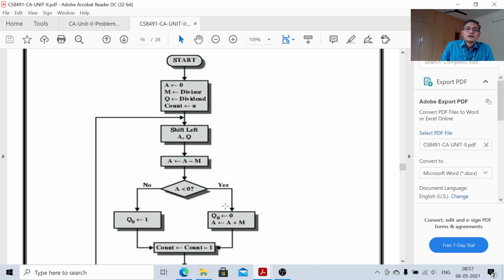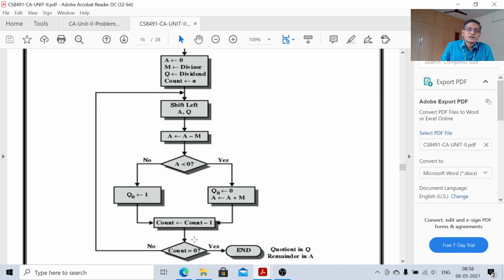So if A = A - M is negative, then we restore the value of A. If it is not negative, then we assign Q0, that is the LSB of the quotient register, to 1, and then we proceed to decrement the count. In this way we perform these step iterations till the count reaches 0. So this is the algorithm for restoring division.